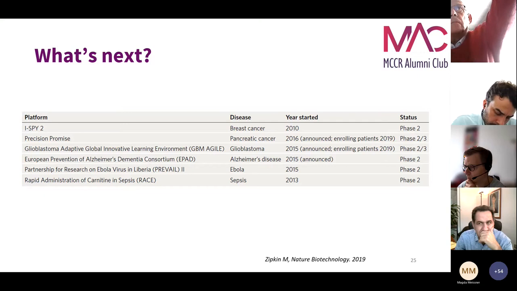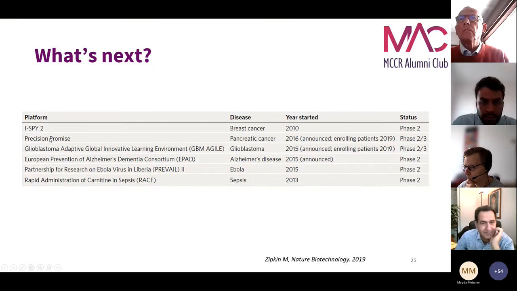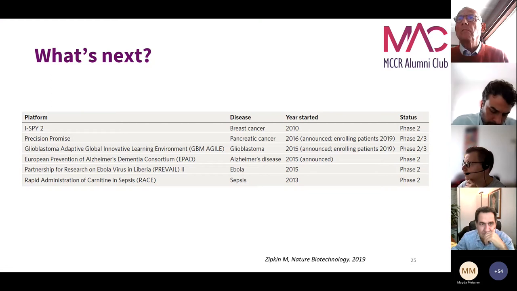Another thing you need to remember is that the I-SPY was an academic-initiated trial. So the investigators are the ones that came up with the idea. Initially it was funded by philanthropists that gave the money before they properly raised money for it, and then more pharma came, et cetera, et cetera. So no idea is small, keep that in mind.